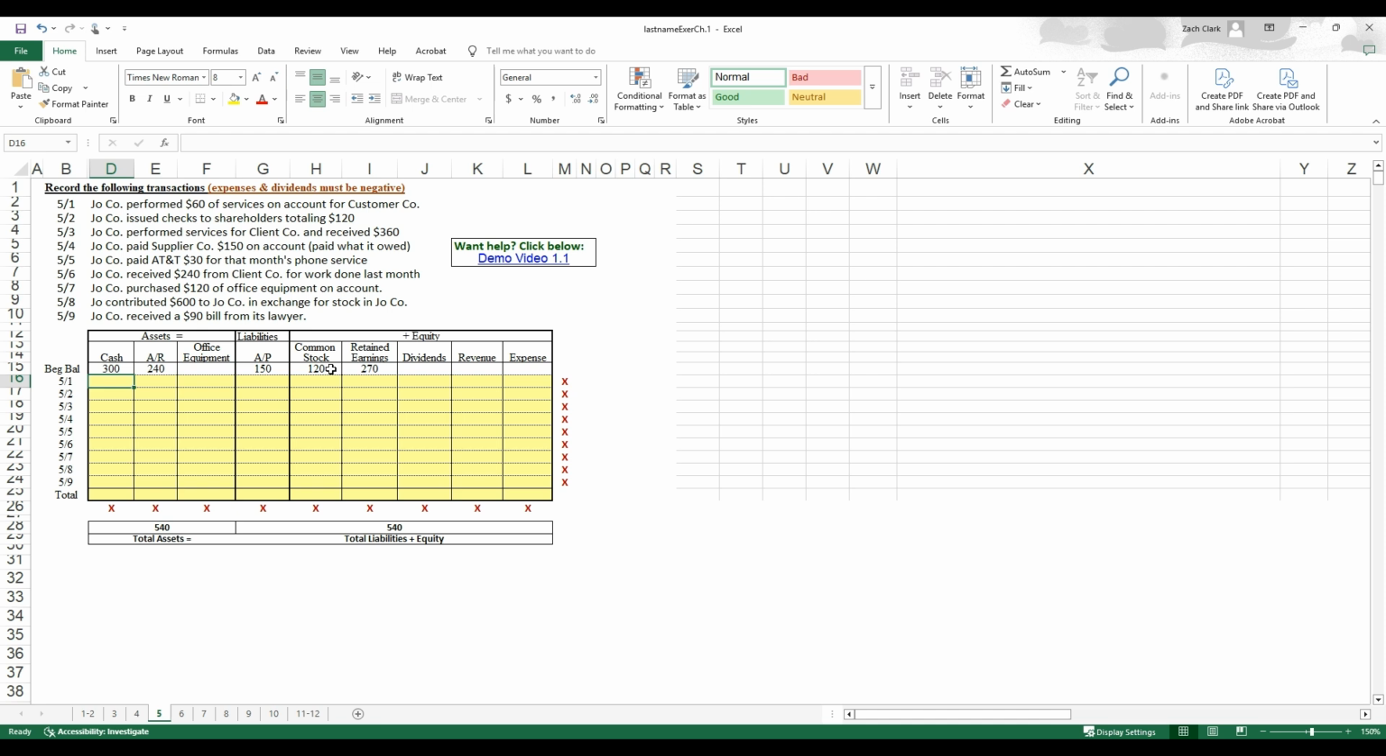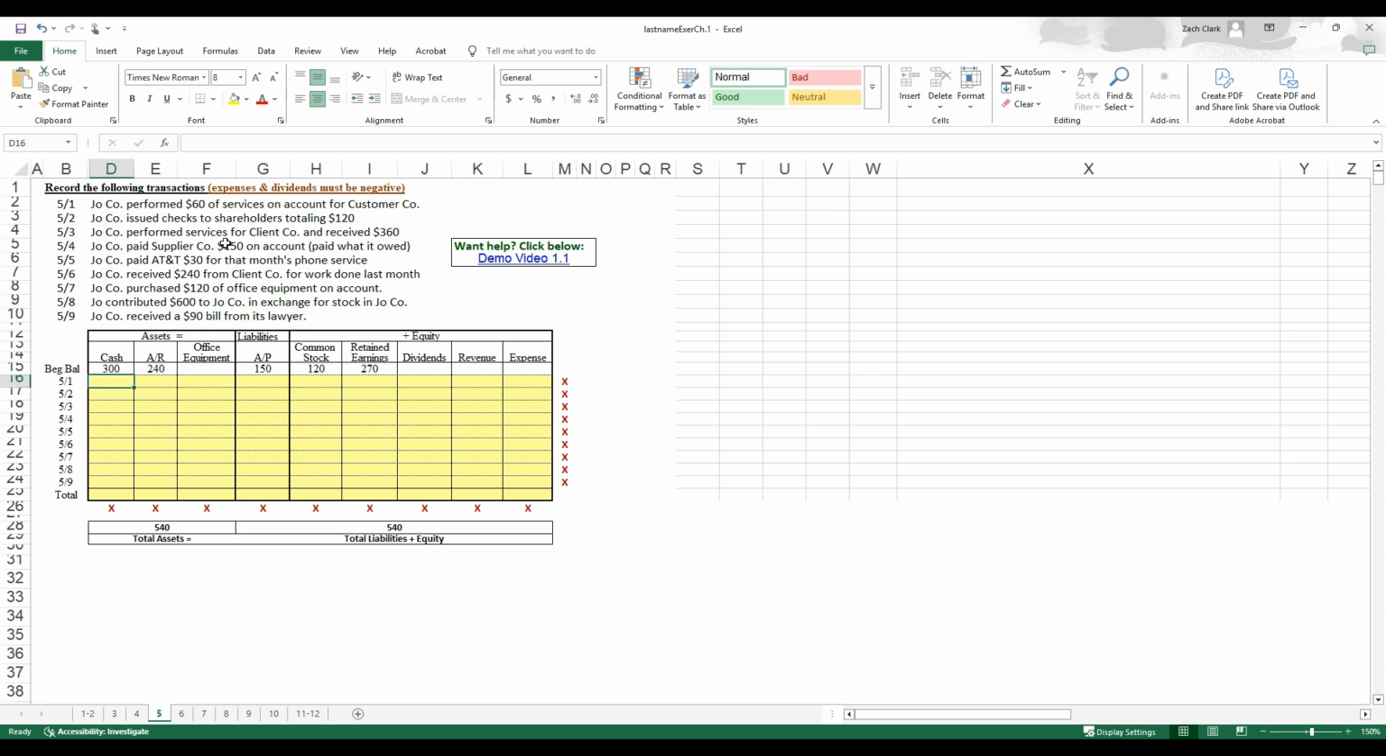Okay, so we'll look at a few of the problems here to start with, just to get you guys started, and I'll let you finish the problems out. So on 5-1, we can see our dates here. You can see the equation here, one side with the assets and the other side with total liabilities plus equity. We have to balance, or have equivalent amounts between those. And you can see we start with 540 on both sides of the equation.